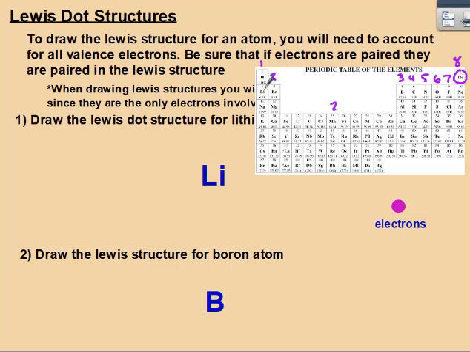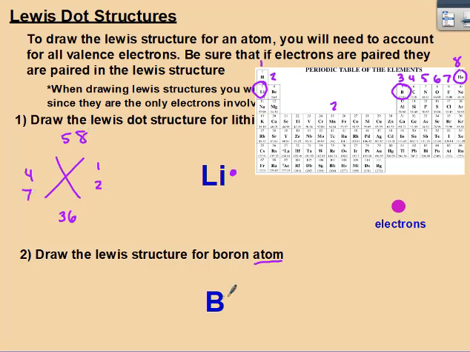So lithium is in this first column, so it has one valence electron. So you're going to have one dot to represent the lithium atom. For boron, again, these are atoms, so they don't have charges. Boron has 1, 2, 3 valence electrons. So when doing your dots, the most you're going to have is 8 going around it, because that's the most valence electrons anything comes in with. So you're going to do 1, 2, 3, 4, 5, 6, 7, 8 for your dots.